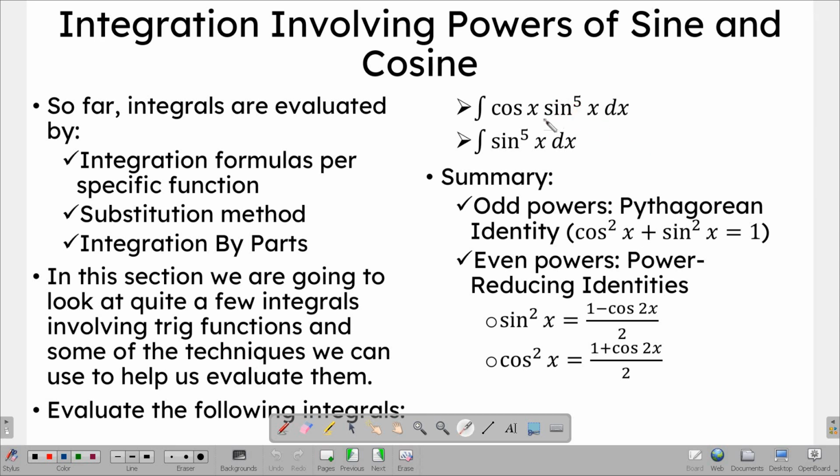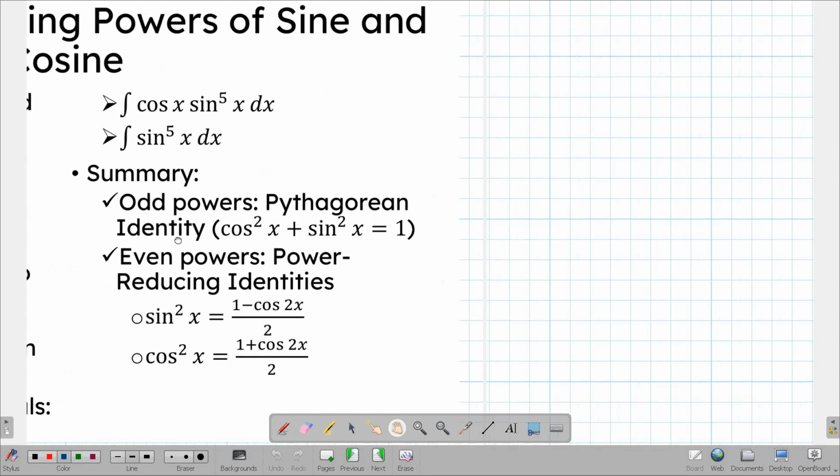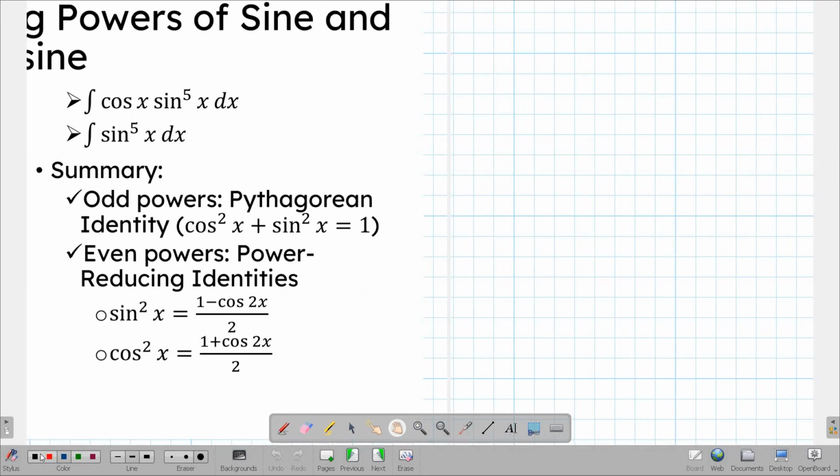So let's try evaluating these integrals. For the first one, we have the integral of cosine x sine to the fifth x dx. Sine x to the fifth dx, sorry.